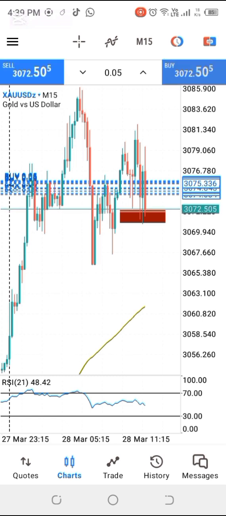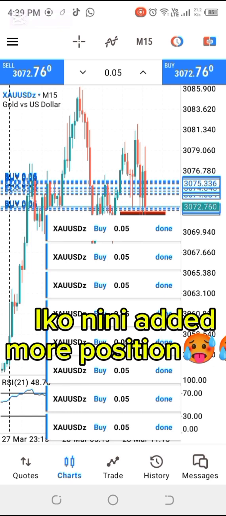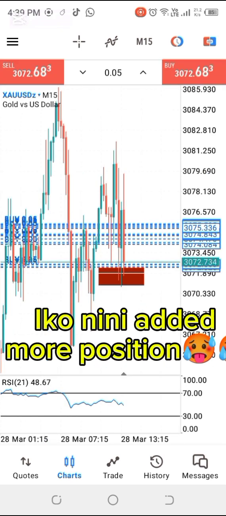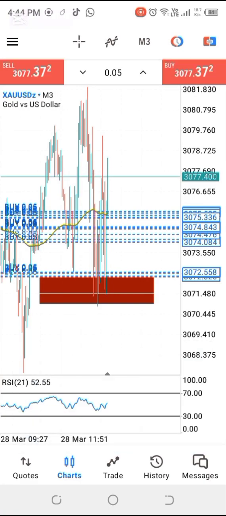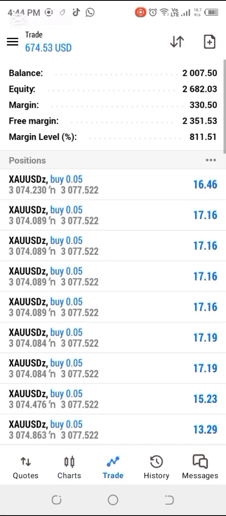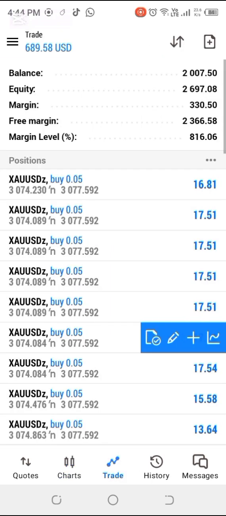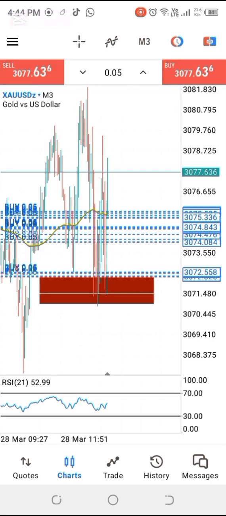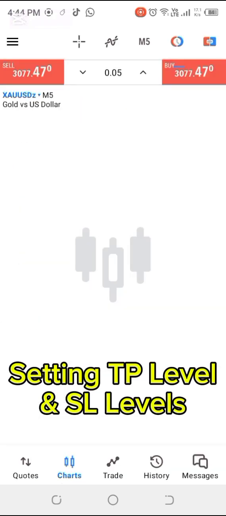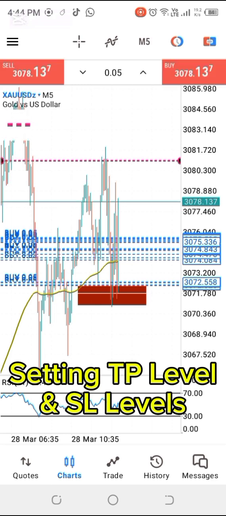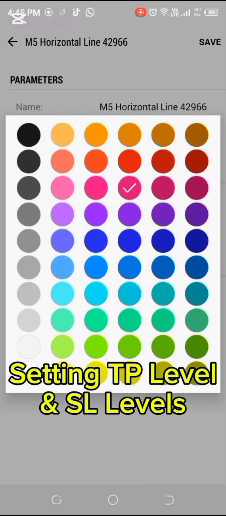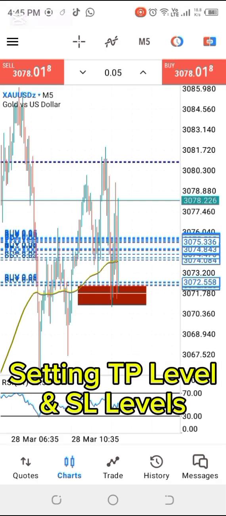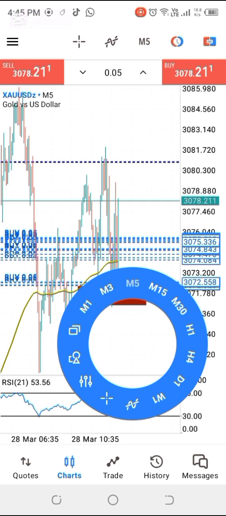So I decided to add more positions. I added more positions, and then if it trades below, I'll close the position. But later the trade went very nicely. So you can see it was a very nice trade there. This trade decided to buy.